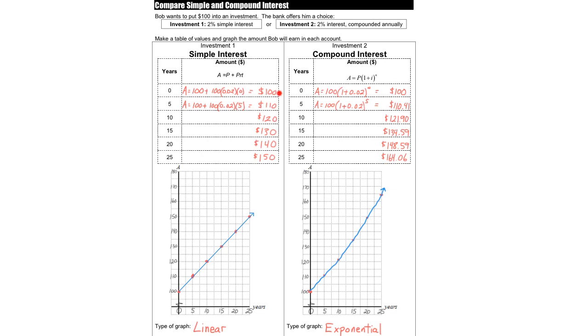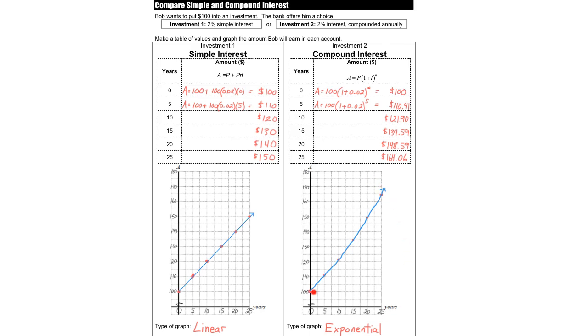You can see with simple interest, it's increasing by a constant amount, which gives us a linear graph. With compound interest, we're not increasing by a consistent, constant amount. It increases by more and more every time. This gives us a curve. The amount increases faster and faster. That's an exponential graph.